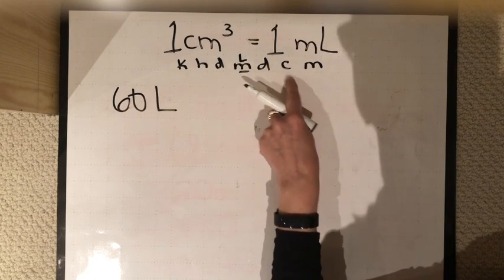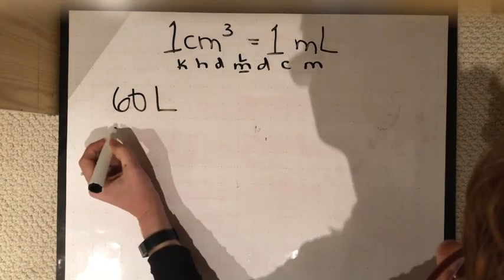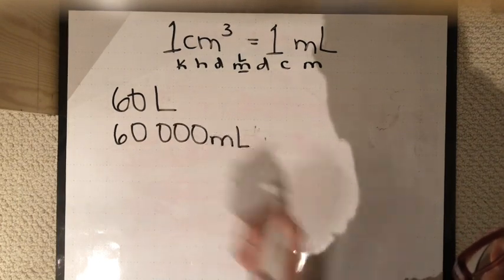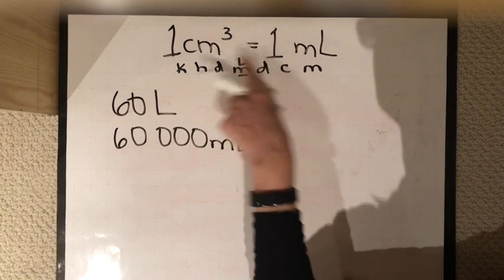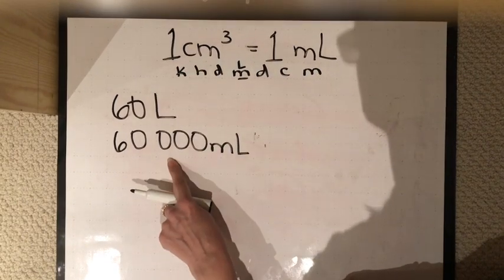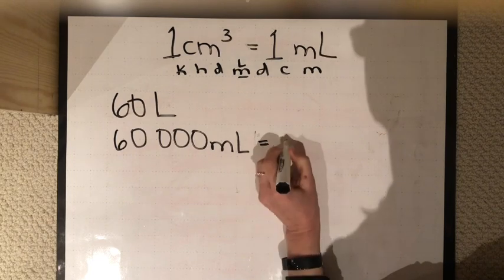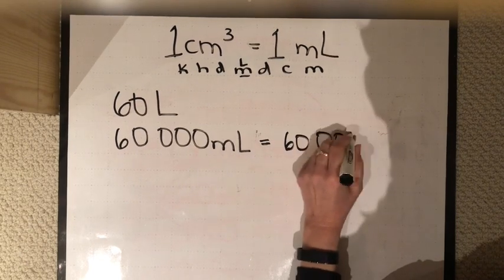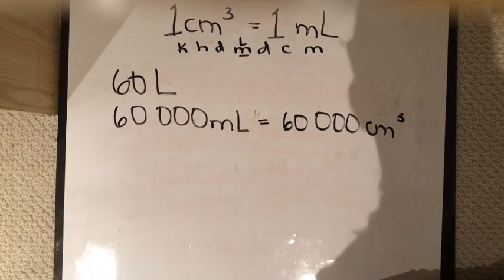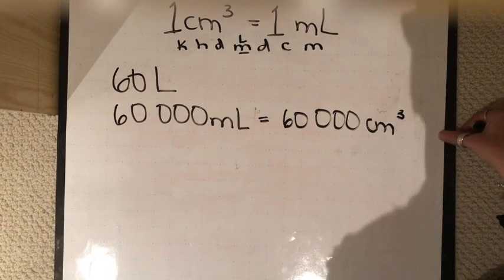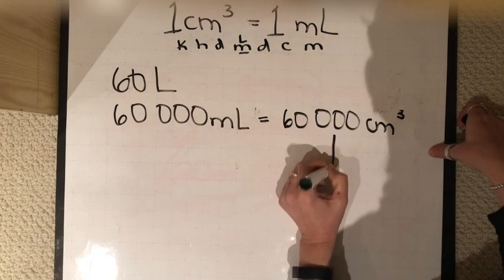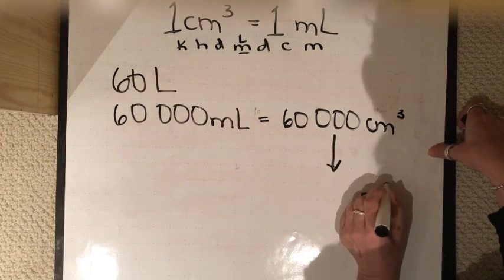We're moving 1, 2, 3 to the right. So that would give me 60,000 milliliters. And using our conversion here, I know that 1 milliliter is 1 centimeter cubed. So 60,000 milliliters must equal 60,000 centimeters cubed. Okay, so 60,000 centimeters cubed, and maybe the question asks you to convert that into meters cubed. So we want to figure out how many meters cubed this is.